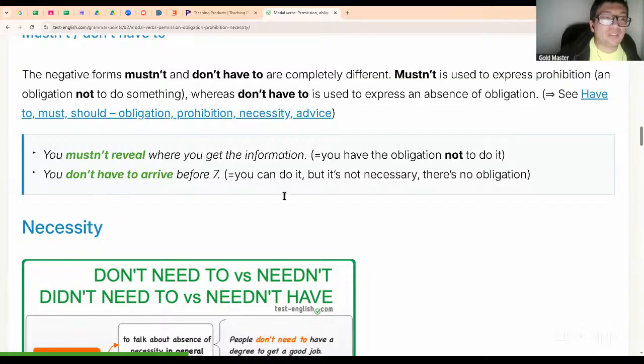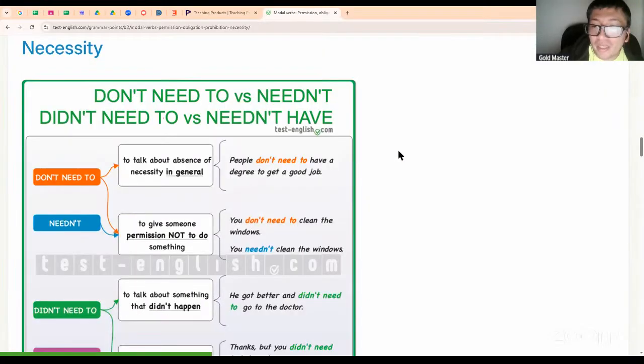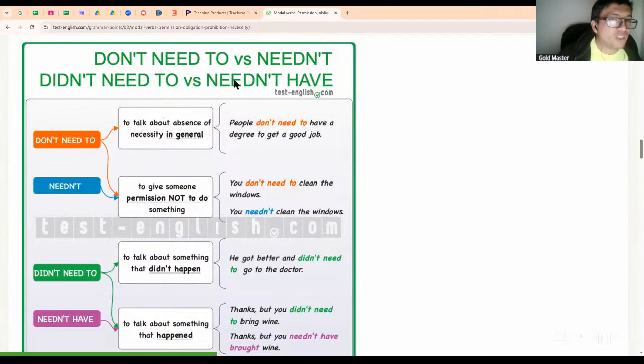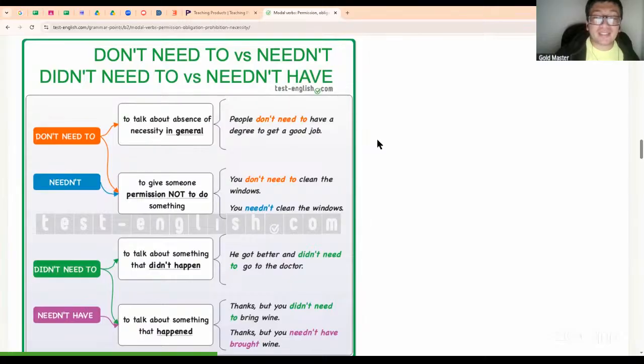That is it. Necessity. Guys, please pay attention to me in this part because you are definitely going to need this for your own knowledge. Don't need to versus needn't, didn't need to, and needn't have. This is easier than you could ever think because it seems like a lot of information, but it's not. Don't worry, you will be fine. You will be okay. Just pay attention to me in this part, please.